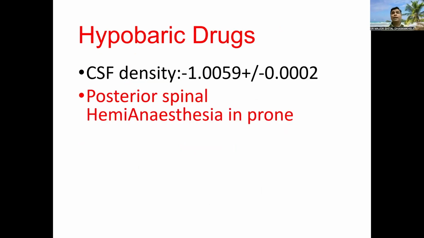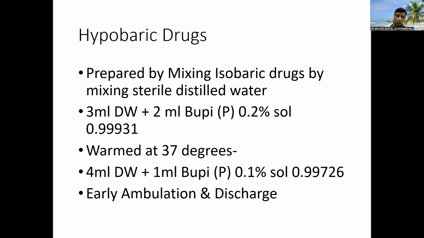Hypobaric drugs: we know the CSF density is 1.0059 plus or minus 0.002, and hypobaric drugs can be used for posterior spinal hemianesthesia in the prone position. If we have to use posterior spinal hemianesthesia, we can give the drug to the patient in the prone position also. So how can hypobaric drugs be prepared? They can be prepared by mixing an isobaric drug with sterile distilled water.